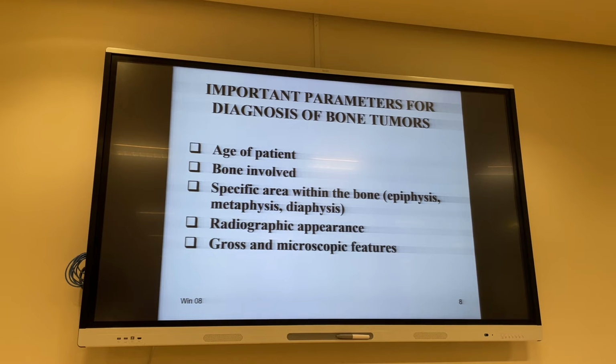For example, if they tell you soap bubble appearance, this is something that you're going to be finding in the osteoclastoma, the giant cell bone tumor. If they tell you, for example, there is what you call onion skinning, where you see that there are several layers of bone that is being laid on top of each other, this is what you're going to be seeing in osteosarcoma. This is something that you could be seeing also in chondrosarcoma. This is something that you're going to be seeing in sarcoma.